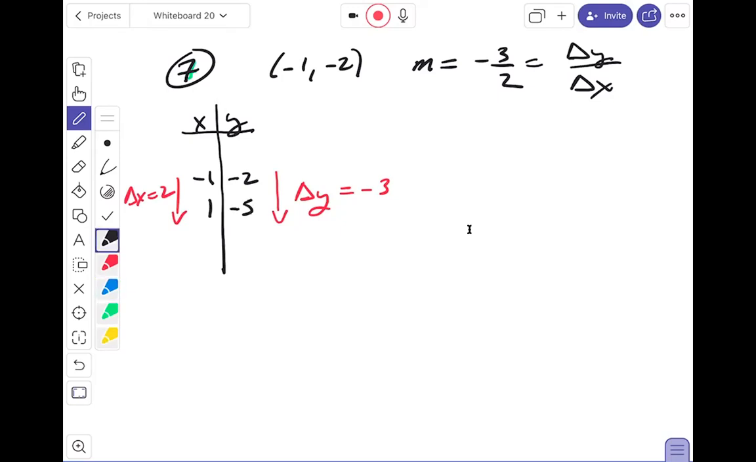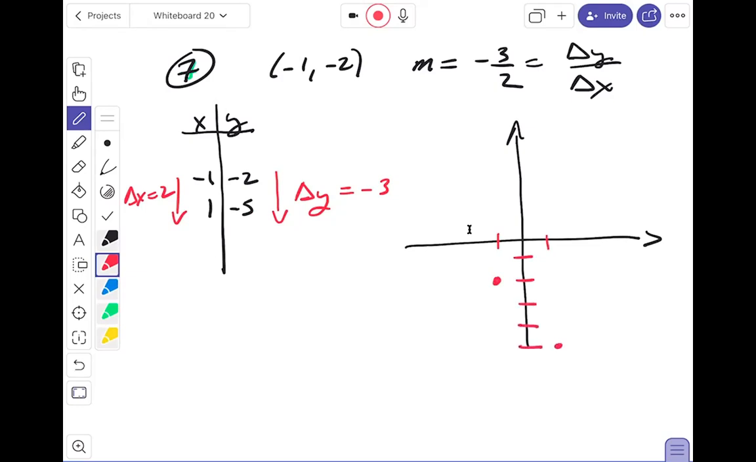I'm going to graph those 2 points now. Again, these are rough pictures. It's an abstraction, and it's good enough for me. So I'm going to say negative 1, negative 2, right here. What's the other point? 1, negative 5. What am I going to do now? Draw a line through those points. Don't worry about it too much.